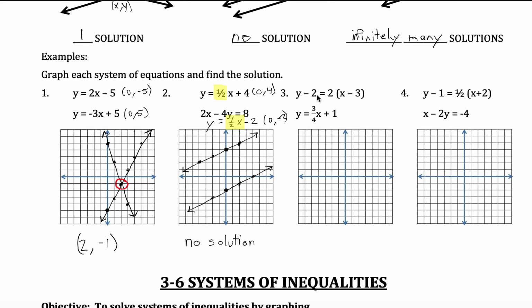So you can go ahead and pause the video right now and give number 3 a try on your own. We have a line that is in point slope form, and we have a line that is in slope intercept form.